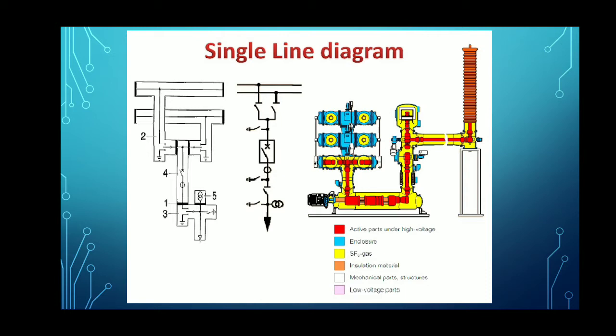Near the bus bar, one isolator device is connected. Then earthing switch, lightning arrestor. Near that, an earthing switch may be connected. Then transformer, CT, PT, and then the last is a device which is connected to the earth. So this is the single line diagram representation of a gas insulated substation.